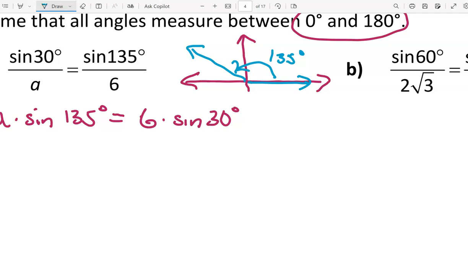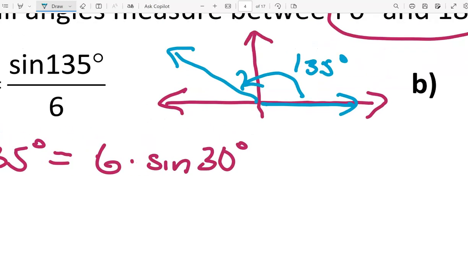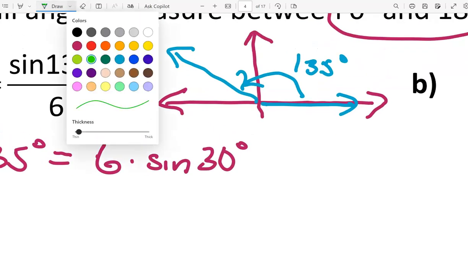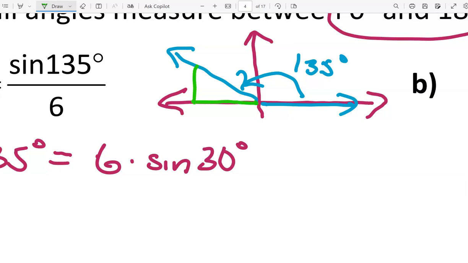And I'm going to zoom in on this drawing to make sure that it's visible to you. When we sketch in a reference triangle, the reference angle will be 45 degrees. And remember that in a 45-45 right triangle, we have sides of 1, 1, and the hypotenuse is the square root of 2. But since we're in quadrant 2, that adjacent side will be negative.